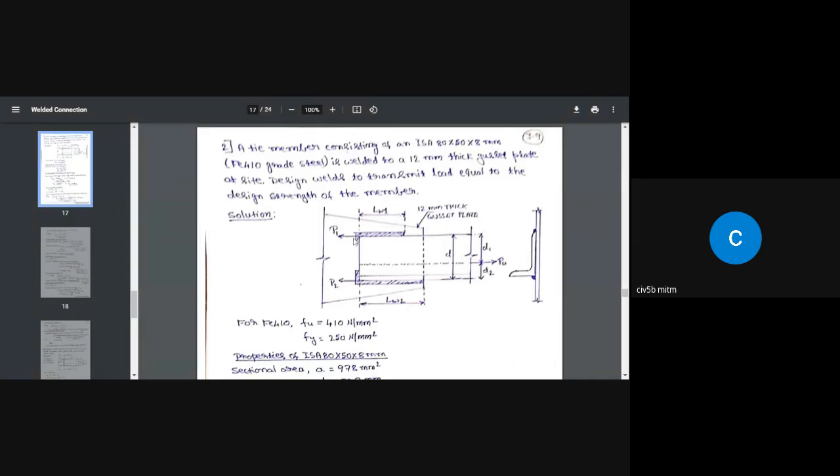Okay. In the next problem, I am going to discuss this return value. So this return should be at least 2S, where S is the size of the weld. In this case, for a 6 millimeter weld, 2S equals 12 millimeter. So when you give a return, the length of the return should be at least 12 millimeter. If it is beyond that, that's fine. This is provided just to avoid stress concentration at the corners.